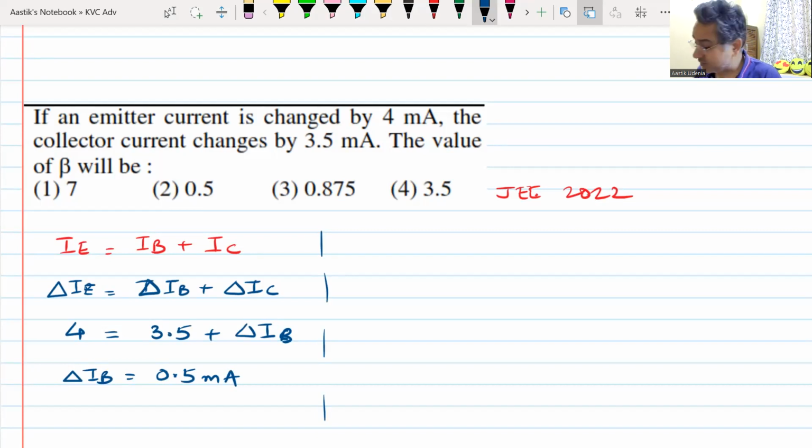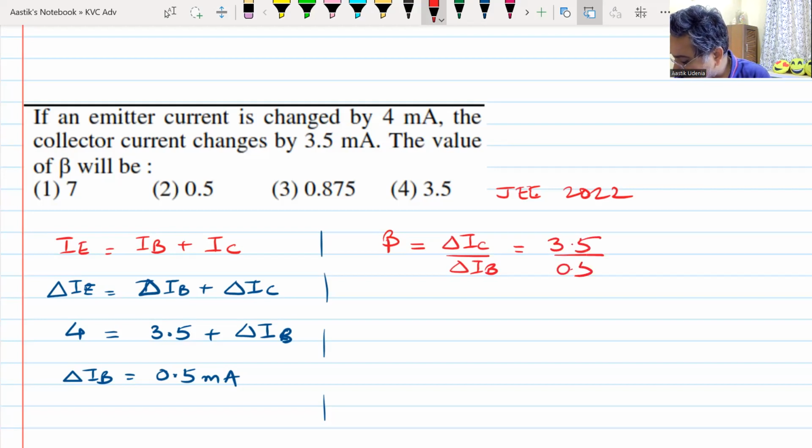They have not asked you what is the change in the base current. They have asked you the value of beta. Can anyone tell me what was the value of beta? Sir, collector current by... Yeah, so you can write it as change in collector current divided by change in the base current. Yes. So change in collector current is 3.5, change in the base current is 0.5. So the answer that you will get, my dear friends, would be coming as 7. Do we understand this? Yes, sir. That was the answer that I was looking for. I hope you have understood the concept. Yes or no? Yes, sir.